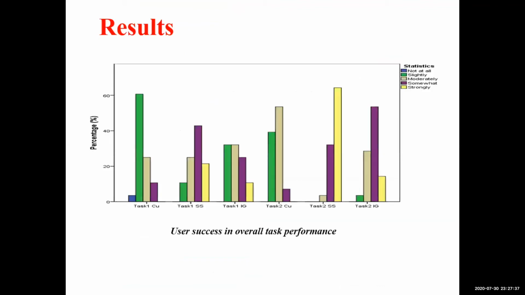Now we move to see some simple results, like user success in overall task performance. Here we see the three systems: customized user interface, search strategy interface, and here the information goal interface. This is task 1, and here task 2. Here we recorded satisfaction on a 5-point Likert scale, and we can see very clearly that strongly agree for the search strategy interface is higher than the information goal interface, which uses relevance feedback at the assessment stage.